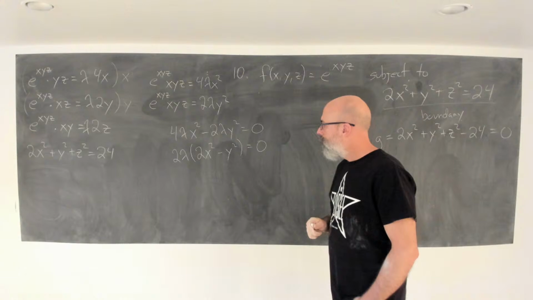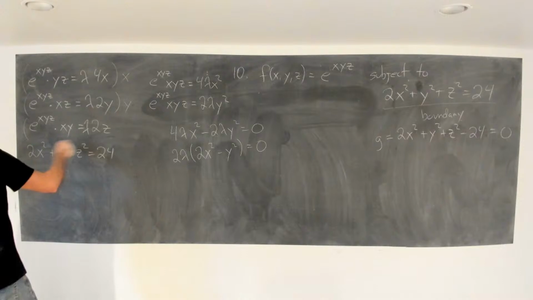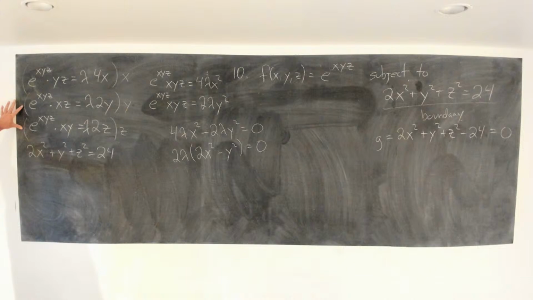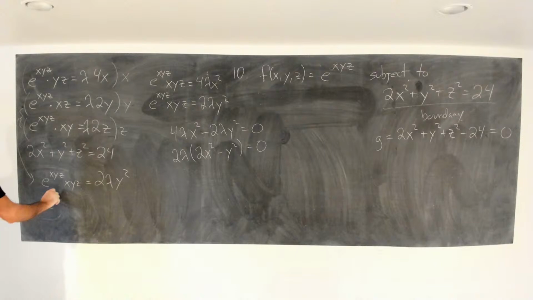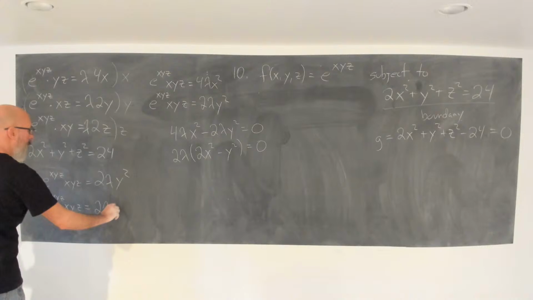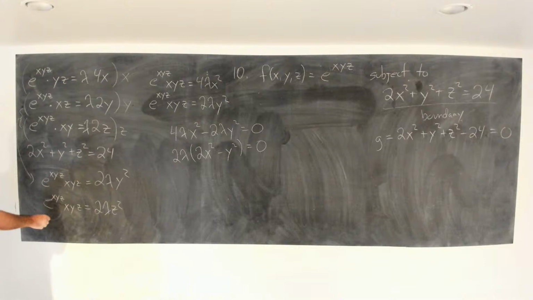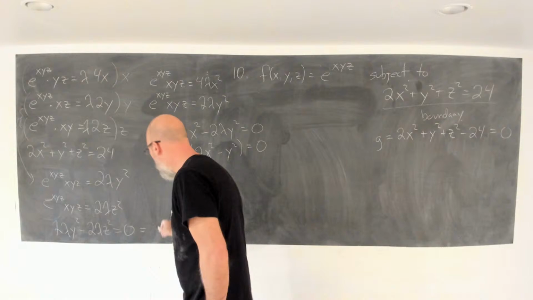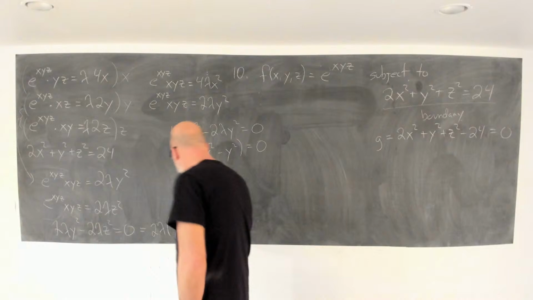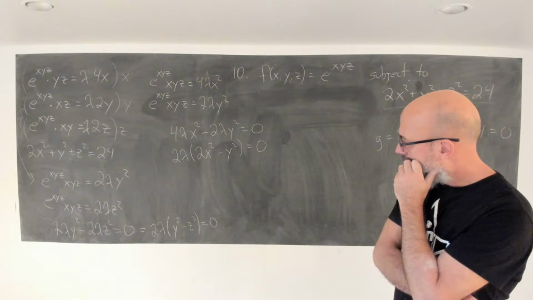If you multiply this one by z and compare these two together, we get e to the xyz times xyz is 2 lambda y squared, and this one here. So if you subtract the two again, these disappear, and we get 2 lambda y squared minus 2 lambda z squared is equal to 0. So if you factor out a 2 lambda, you get y squared minus z squared is equal to 0. All right.